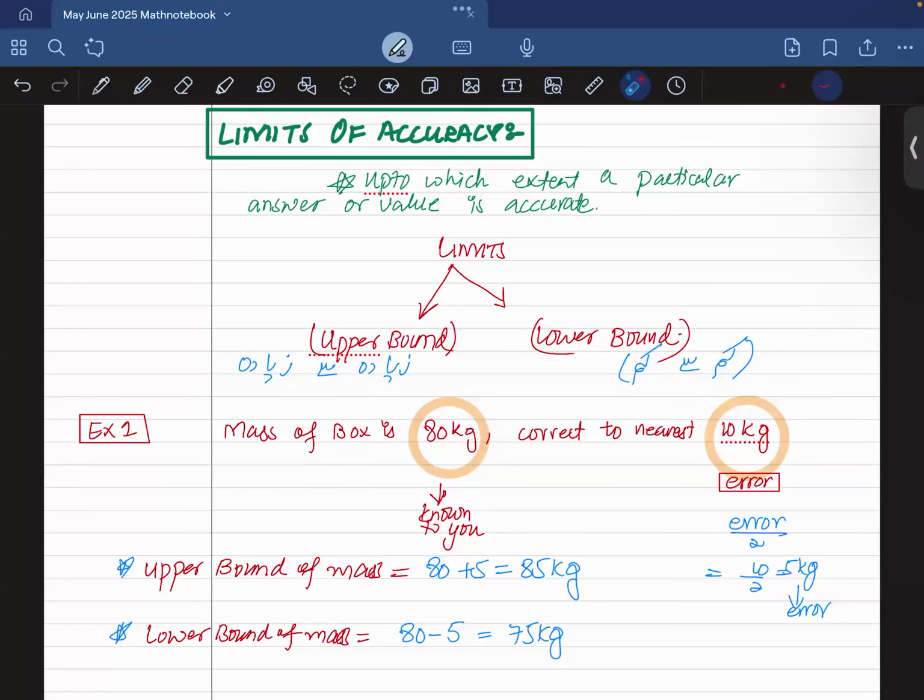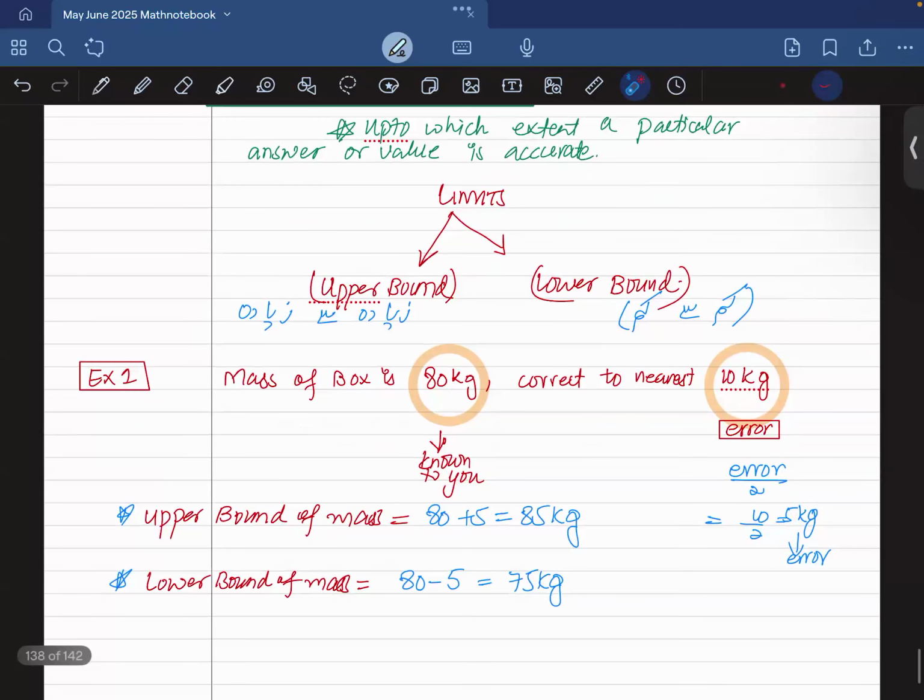Now try to understand that upper bound and lower bound. In Urdu, we say kam se kam for lower bound, and for upper bound, we say zyada se zyada. Example: I have given that the mass of the box is 80 kg. That is known to you. But correct to the nearest 10 kg. That 10 kg is the doubt, meaning it's an error.